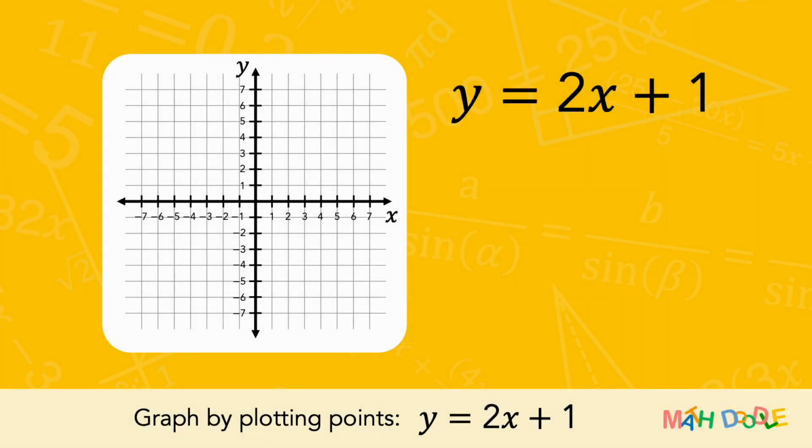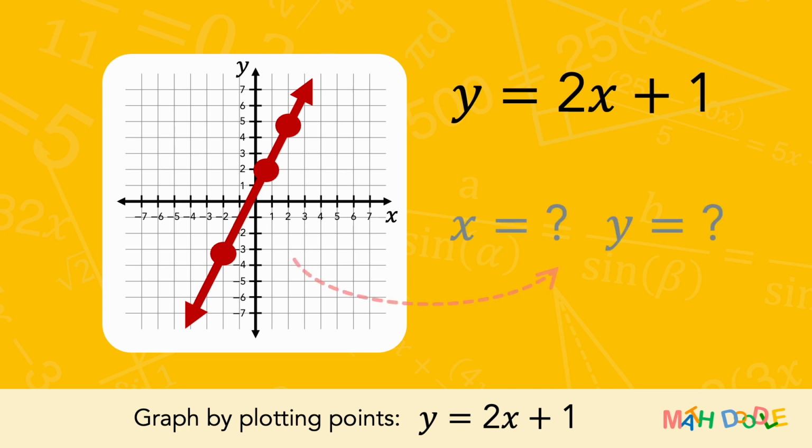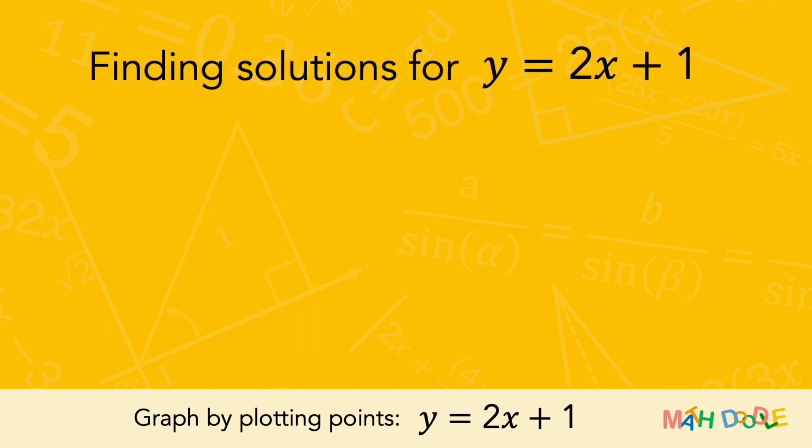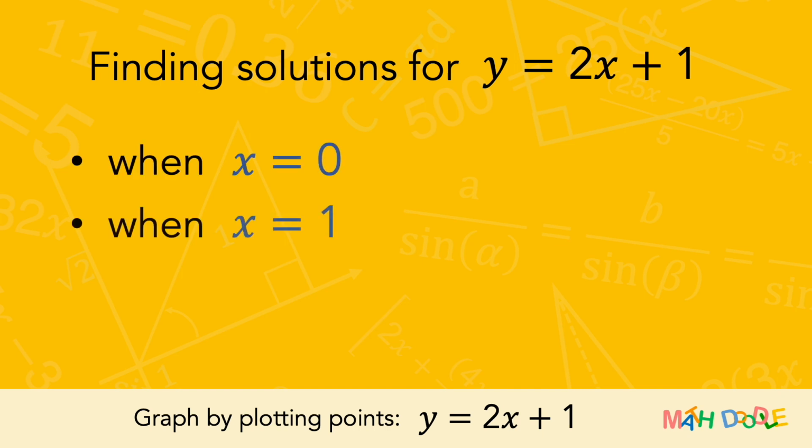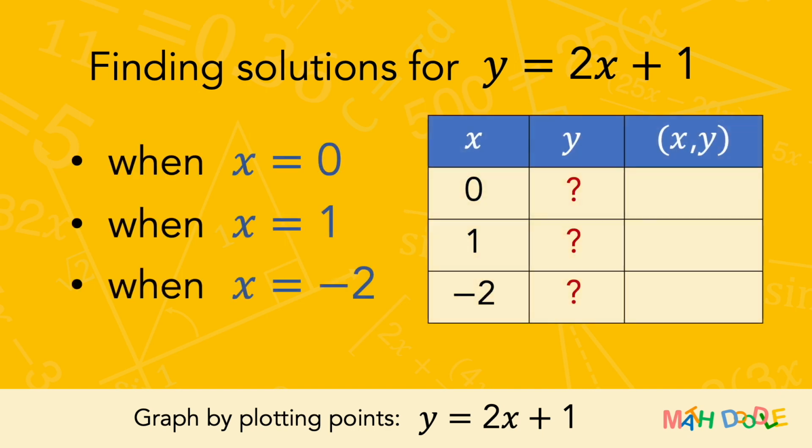To graph the equation of y equals 2x plus 1, we are going to find several points that the line of the equation passes through. And the points on the line are solutions to the equation. So, let's find solutions to y equals 2x plus 1. To do this, let's find the values of y when x is 0, 1, and minus 2, which will help us complete this table.